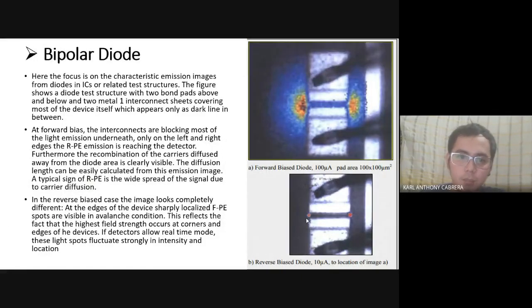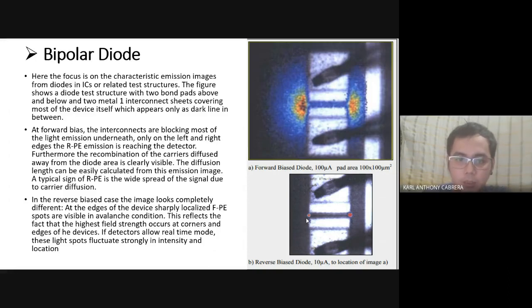Next is the bipolar diode. Here the focus is on the characteristic emission images from diodes in ICs or related test structures. The figure shows a diode test structure with two bond pads above and below, and two metal one interconnect sheets covering most of the device itself, which appears only as a dark line in between.